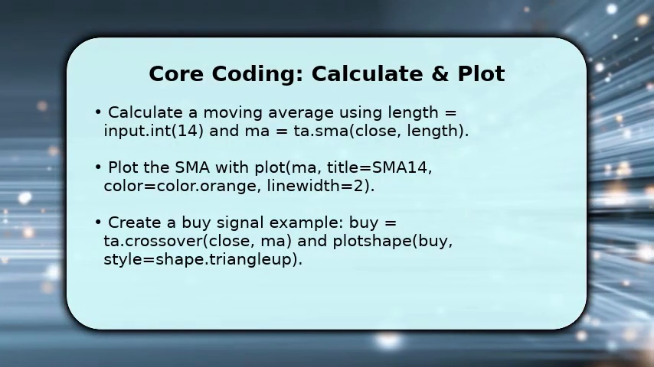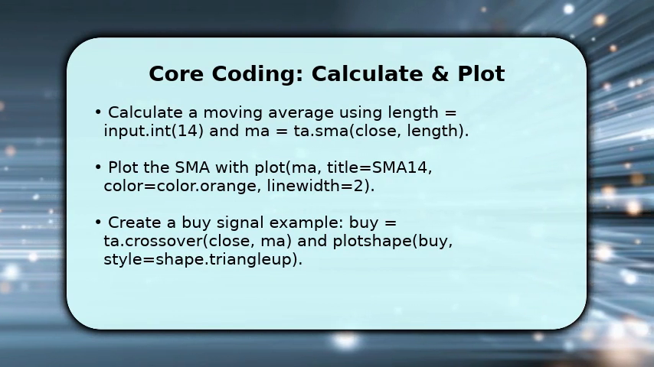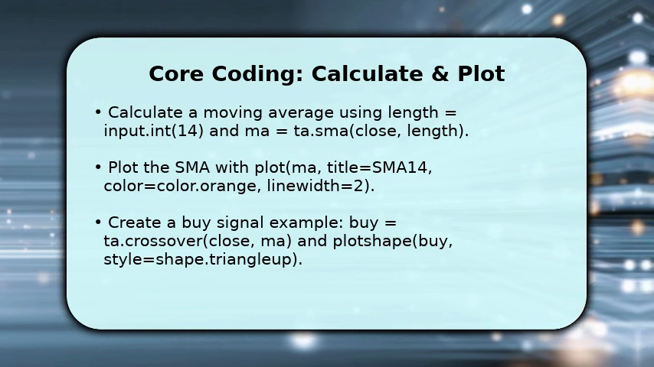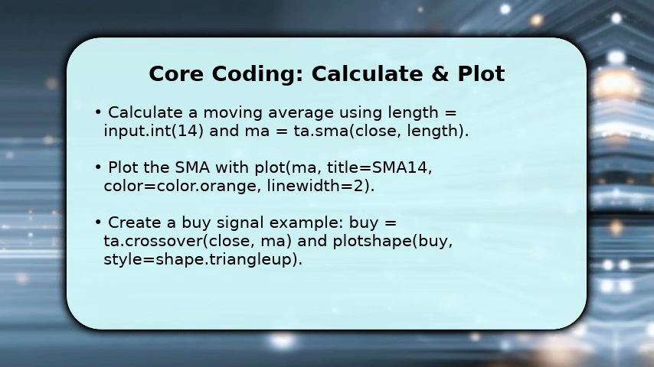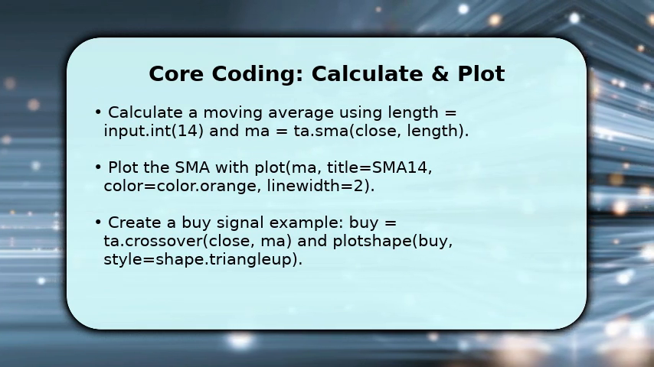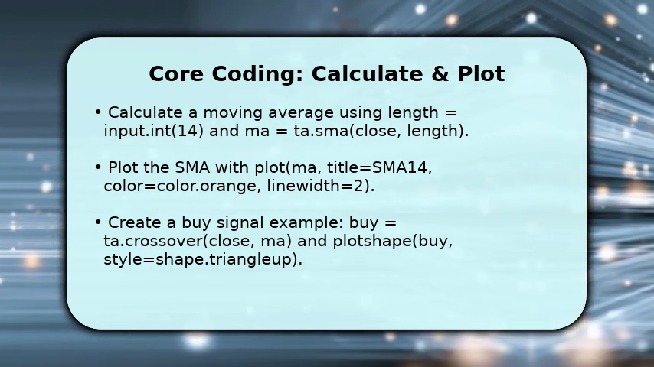Write the calculation and plotting logic clearly. Define length = input.int(14), and compute ma = ta.sma(close, length), so the script uses a 14-period simple moving average. Plot the result with plot(ma, title="SMA 14", color=color.orange, linewidth=2) to render a visible line.